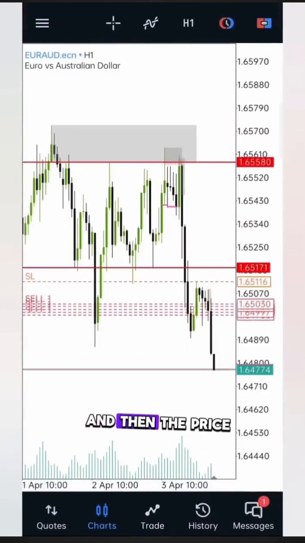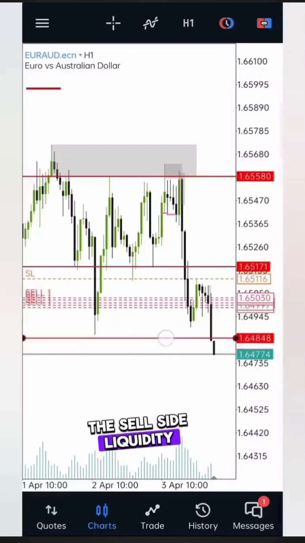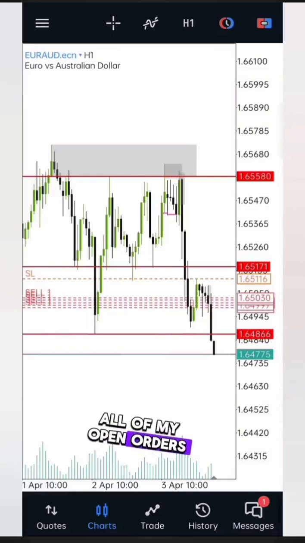And then, the price quickly dropped down, moving lower and lower with a large imbalance, and then the price swept the sell-side liquidity. Now it's time to close all of my open orders, and book my profits.